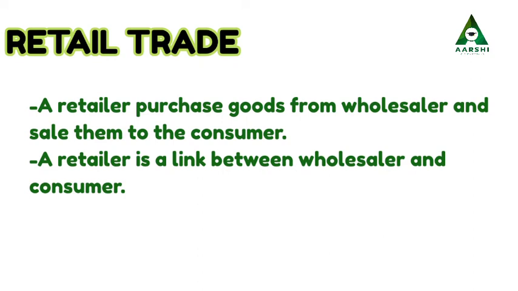Now, what is retail trade? So, retail trade means where retailer purchase goods. In case of retail trade, what happened? A retailer purchase goods from the wholesaler and sell them to the ultimate final consumer. So, a retailer is a link between wholesaler and consumer. It does not come into direct contact with the producer. So, a retailer used to purchase goods in small quantities and sold them to the consumer. So, this is all about retail trade.